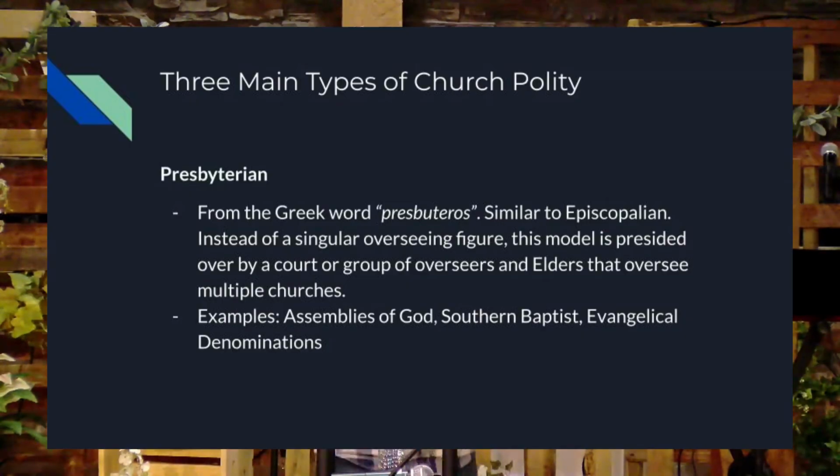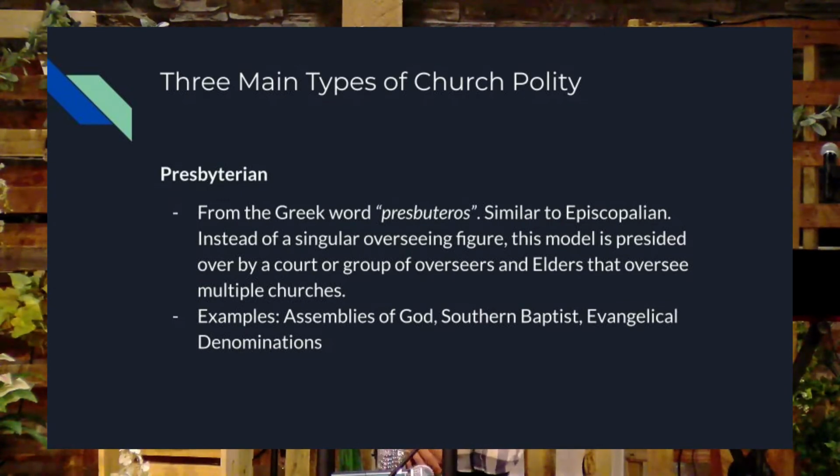Another example is the Anglican Church, which is the Church of England, or the Episcopalian Church in the U.S. and Canada. It is that style as well. Another one is Greek Orthodox. The Greek Orthodox Church is also Episcopalian in style.